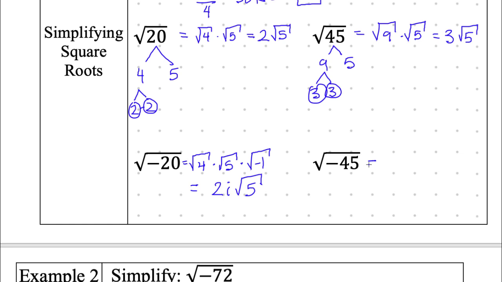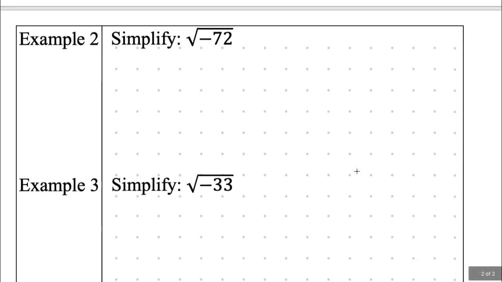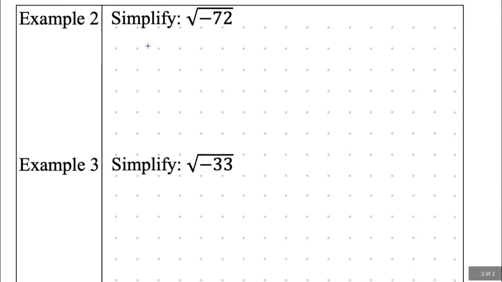All right, you've unpaused the video. This is equal to the square root of 9 times the square root of 5 times the square root of -1, which means we have 3i square root of 5. You are expected to do these types of problems for homework. Here's some more practice, 2 more. Pause the video now, do example 2.